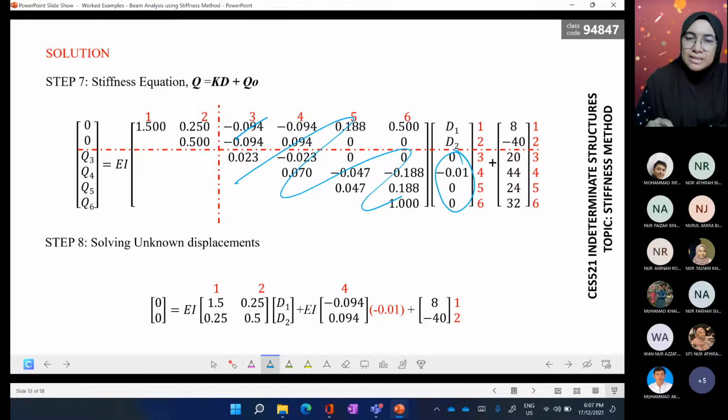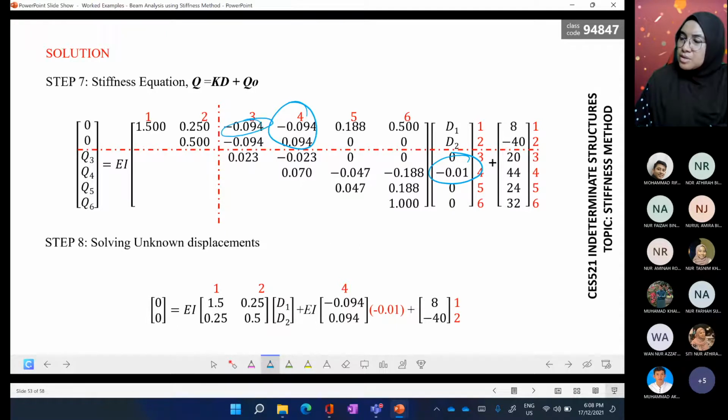That's why in the previous example I put one statement mentioning to consider only an unconstrained system. Consider only the unconstrained system is valid only if there is no settlement. Because when there is settlement, of course we have to consider this. Position 4, position 4. So to solve this, it is mathematics, not structure. Because this 0.094 is multiplied by 0, so it is 0.